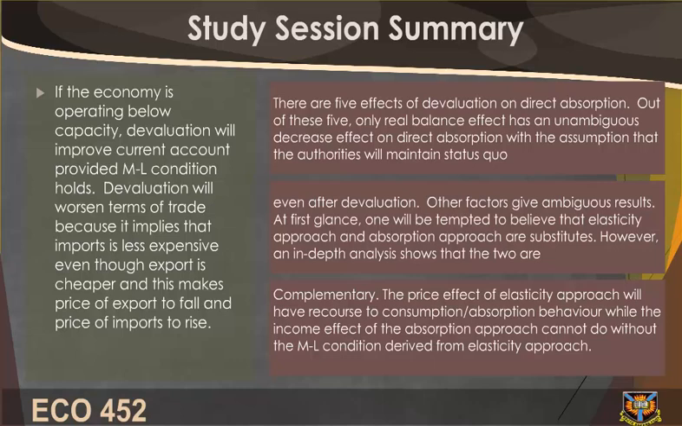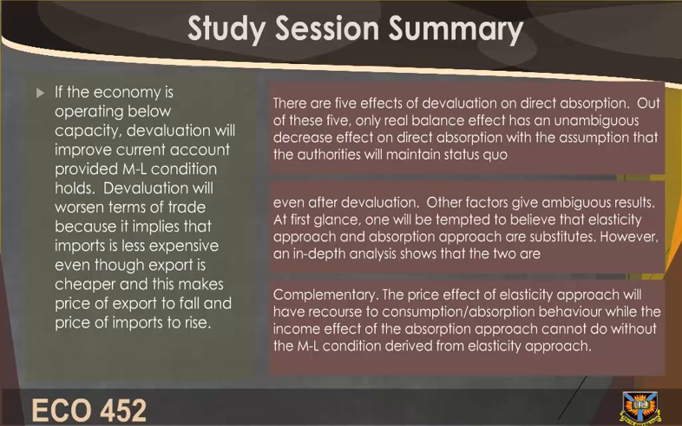There are 5 effects of devaluation on direct absorption. Out of these 5, only the real balance effect has an unambiguous decreasing effect on direct absorption, with the assumption that the authorities will maintain the status quo even after devaluation. Other factors give ambiguous results at first glance. One will be tempted to believe that the elasticity approach and absorption approach are substitutes. However, an in-depth analysis shows that the two are complementary.